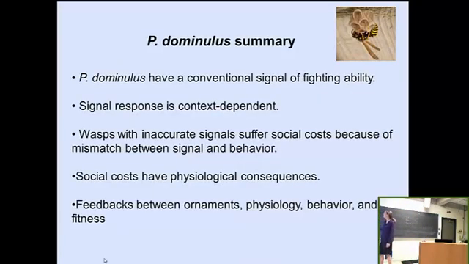Okay, to summarize the section, Polistes dominula have a conventional signal of fighting ability. Response to the signal is context dependent. Wasps with inaccurate signals suffer social costs because of the mismatch between signal and behavior. Social costs likely have physiological consequences, and I'm really excited about future work examining the feedbacks between ornaments, physiology, behavior, and fitness. And I think this will be exciting in a range of different systems, so I'm hoping that more tests are done.